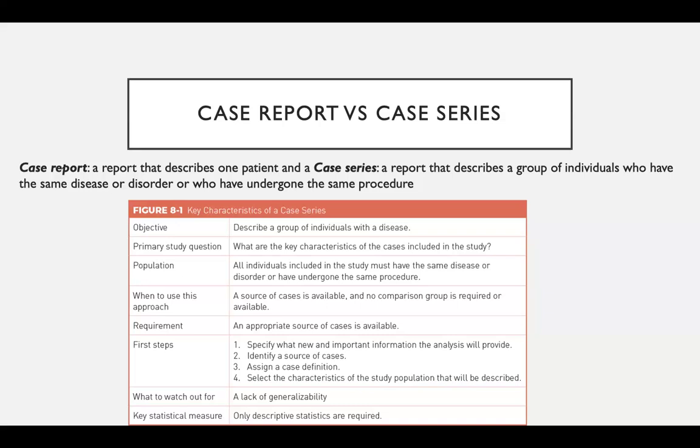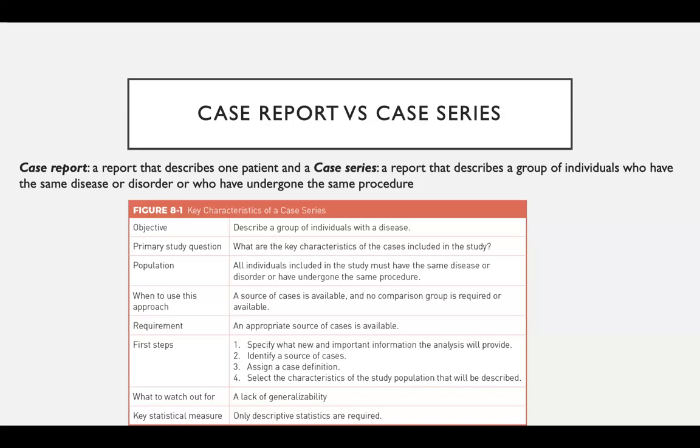It's different than if I looked at 10,000 people or something like that. It's just one person. A case series would describe a group of people who have the same disease, disorder, undergone the same procedure. So let's say I end up getting 5 or 6 or 7 people with this same weird presentation of psoriasis. I might catalog that all together, summarize it up, and publish it as a case series.